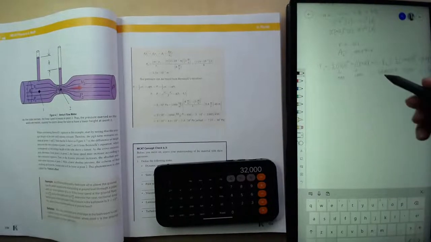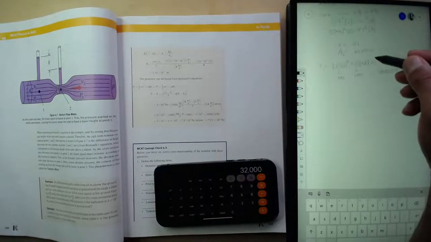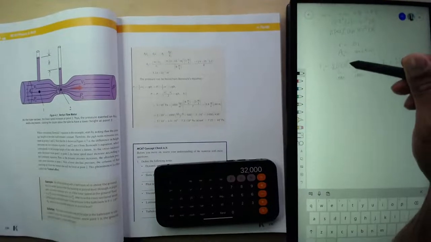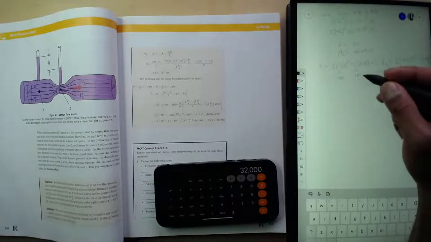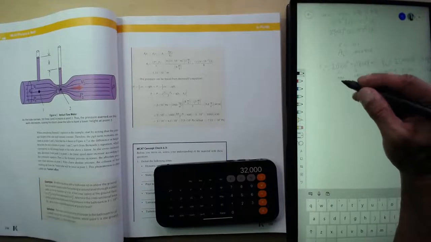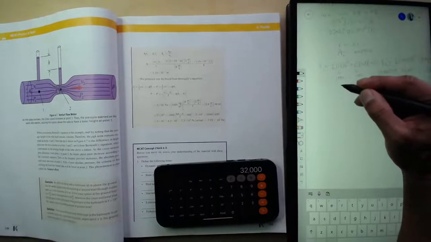I'm just going to move this stuff down. This whole side, this part is 0. 2 times 2 is 4. 4 times 1,000 is 4,000. Divided by 2 is 2,000. So this whole side should reduce to 2,000 plus P1.